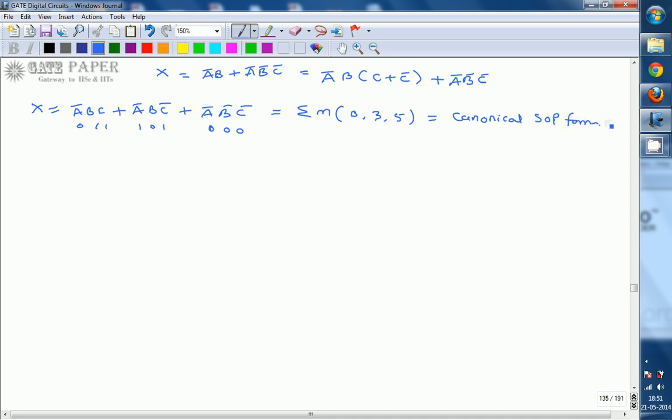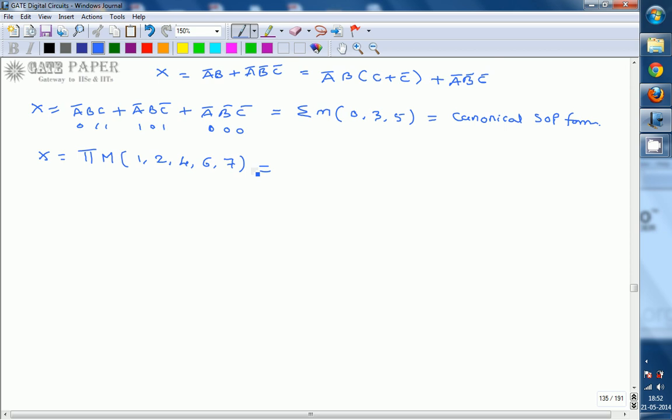And you can get the same expression by going through the product of sums also. Product of sums is nothing but multiplication of max terms. So whichever terms are considered for the min terms will not be considered, and all the other terms have to be considered for the max terms. With three variables there are 2 power 3, which is 8 possibilities. Out of 8 possibilities, 3 you have considered for the SOP form. By considering the other 5, you can get the POS form. Those are 1, 2, 4, 6, 7. These are called max terms.